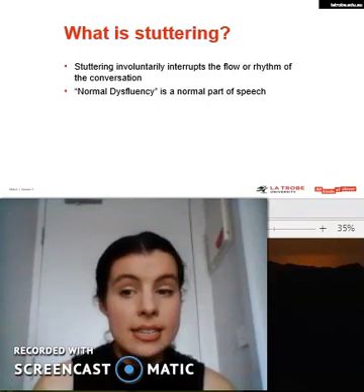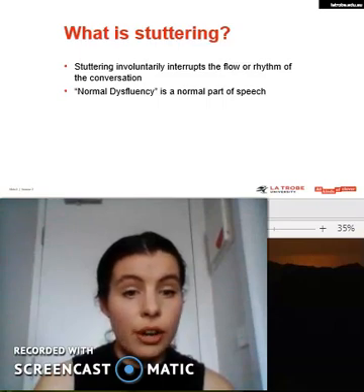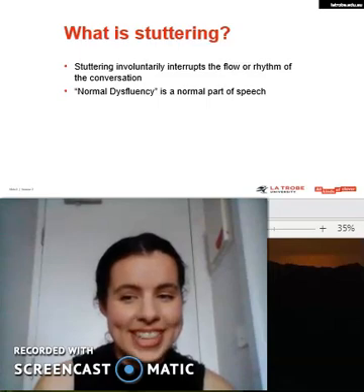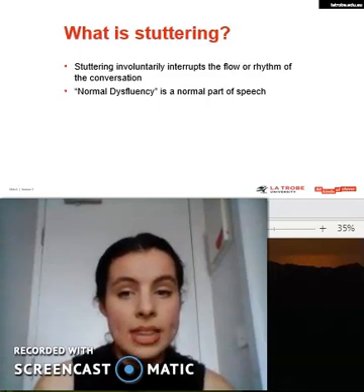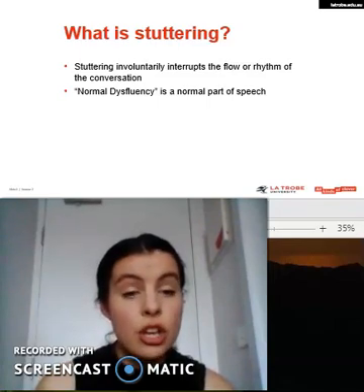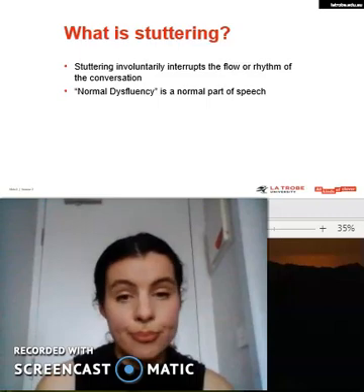So stuttering is classed as a communication difficulty that causes involuntary interruptions in the flow and rhythm of speech. Hesitations or interruptions to speech are natural and is what is known as normal disfluency. But stuttering is defined as when the interruptions and disfluency in speech noticeably disrupt the flow of conversation and impact the message the person is attempting to convey.